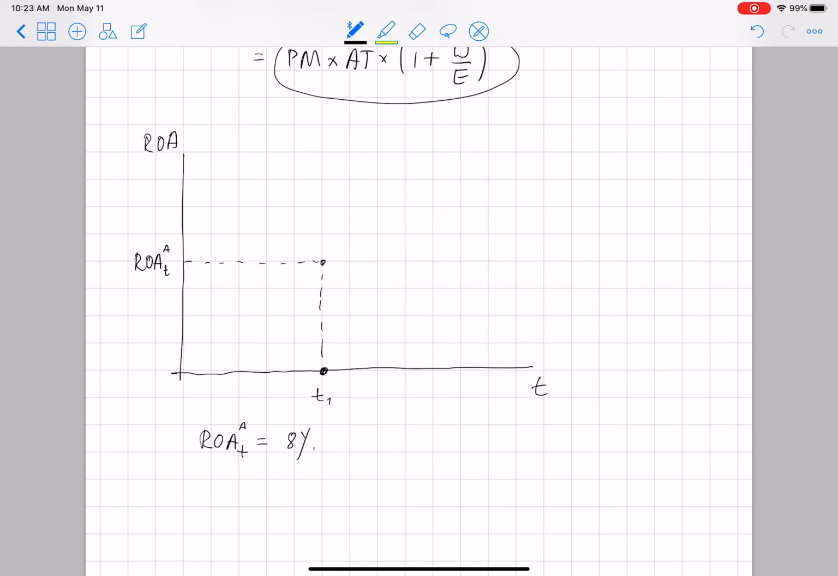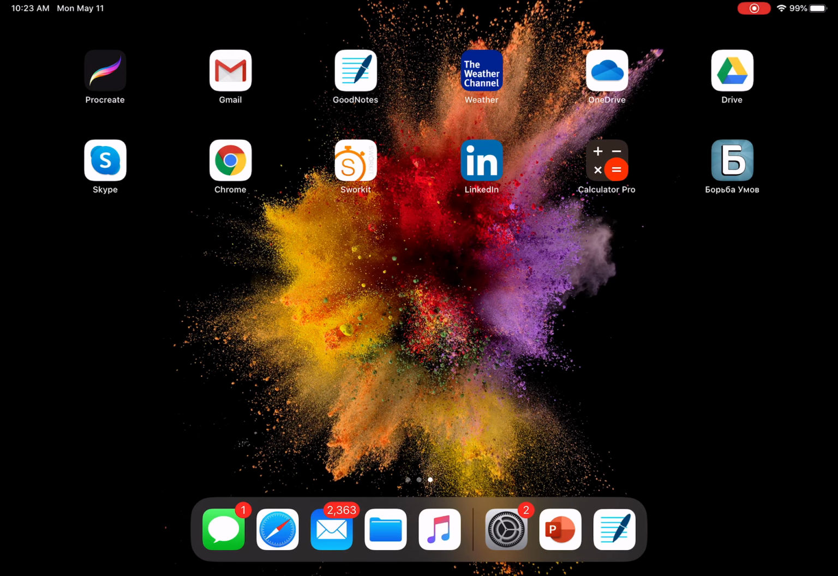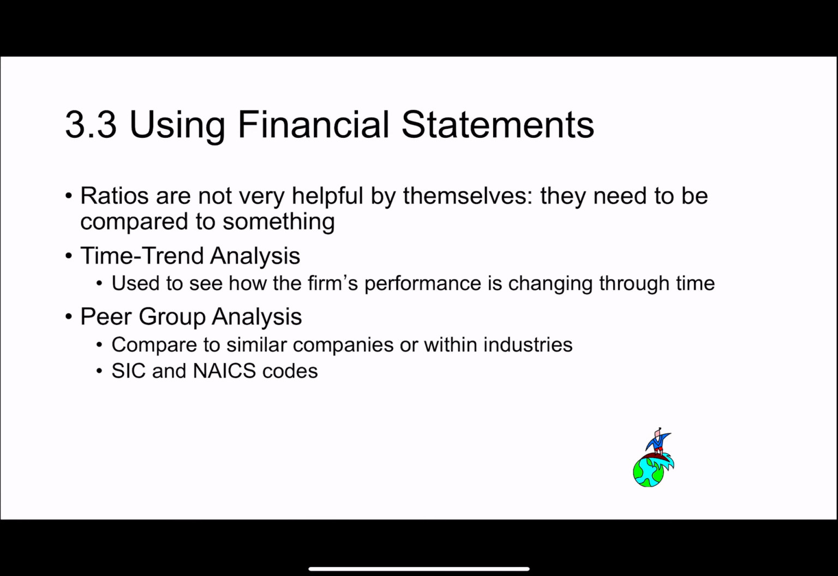You don't know. You should never make any conclusion by simply looking at one point in time for one company. So the first thing you need to do is, at least, time trend analysis, okay? You want to compare and look at how the company was doing over time. You want to know what the trend is. Is the company trending up? Is it trending down? Okay, so 8% might be a good sign if it used to be 6, 5, 4, and so on.